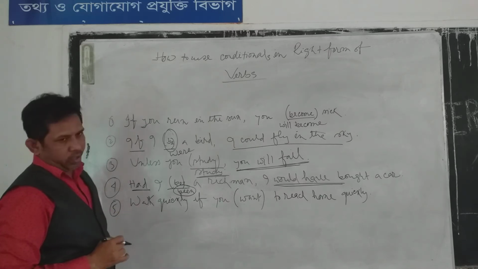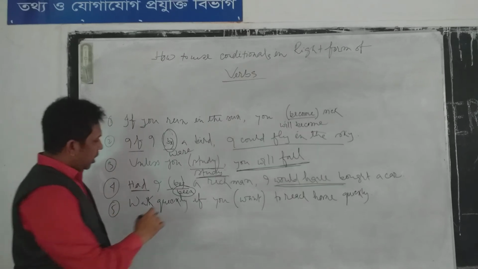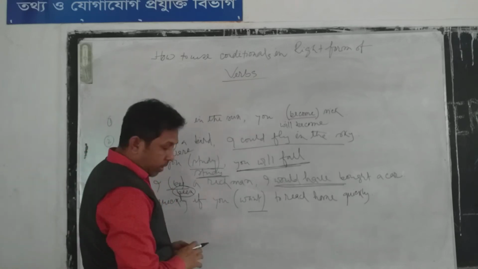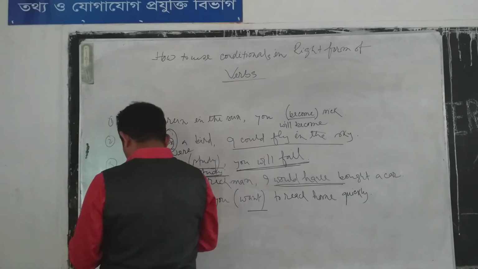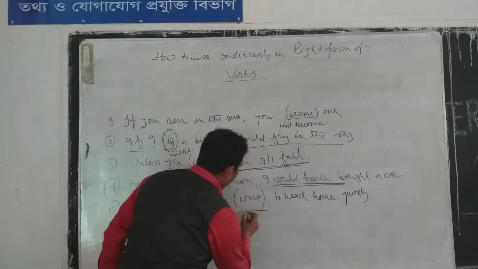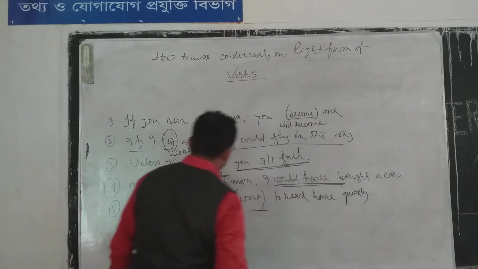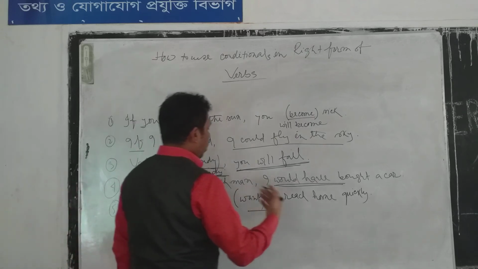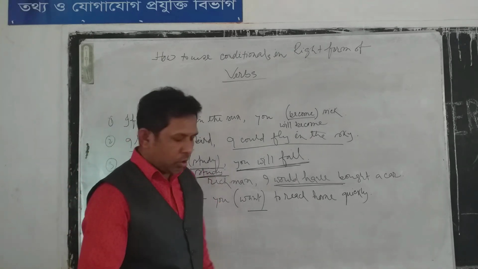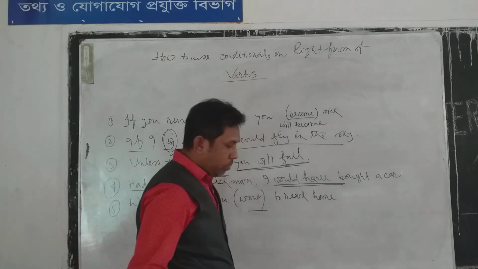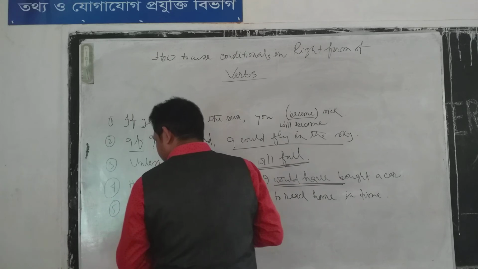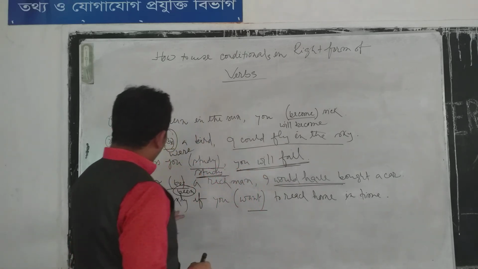Another example, walk quickly. If you want to reach home quickly, walk quickly. If you want to reach home in time, here verb one. If you want to reach home in time, walk quickly. Okay my dear students, here, look, walk quickly.